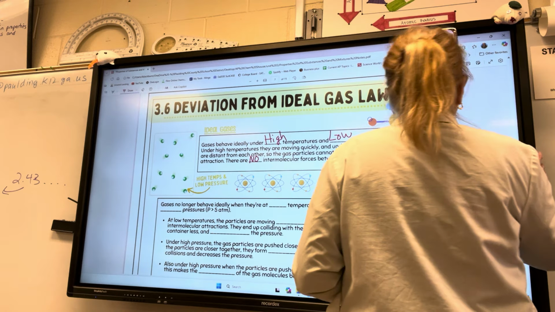Gases no longer behave ideally when they have low temperatures and high pressures. That's what I just said. At low temperatures, the particles are moving slowly, so they can start having attractions. They end up colliding with the walls of the container less, and they decrease the pressure.